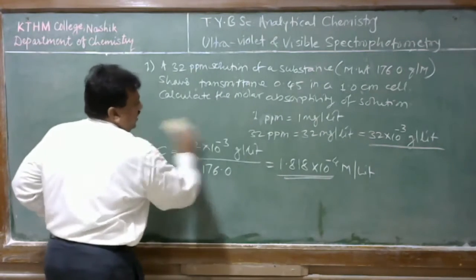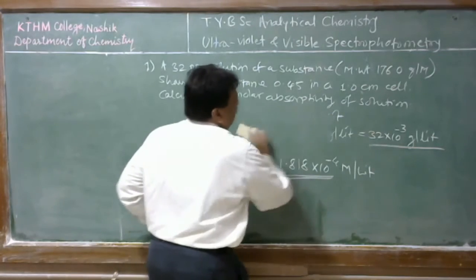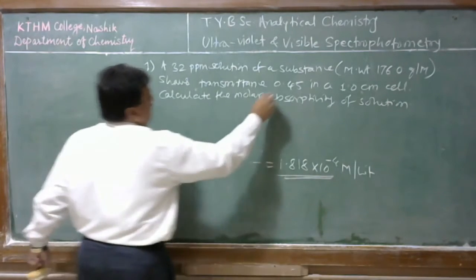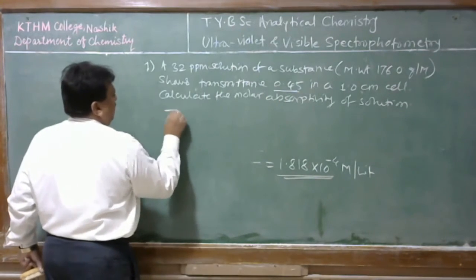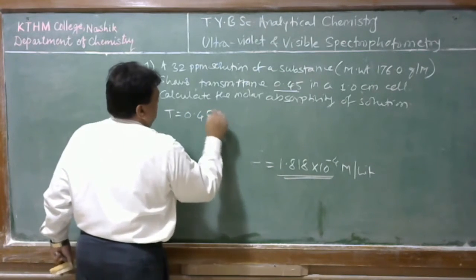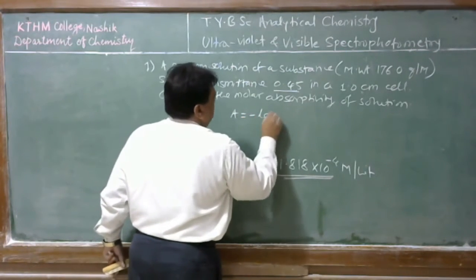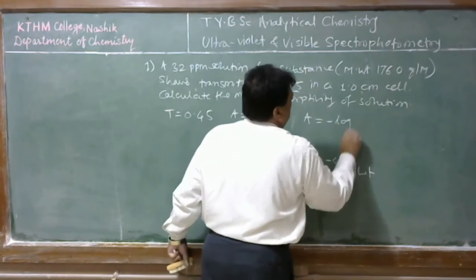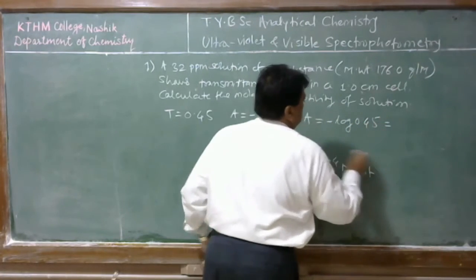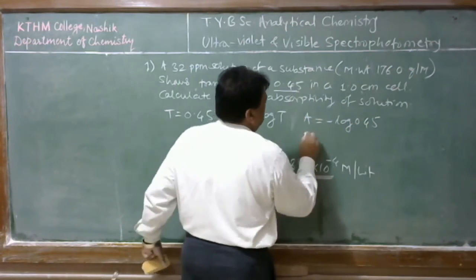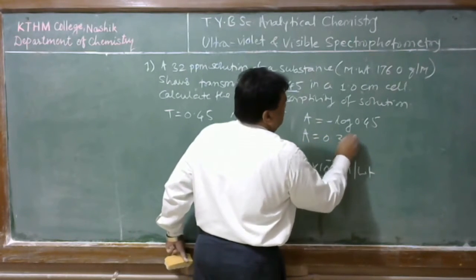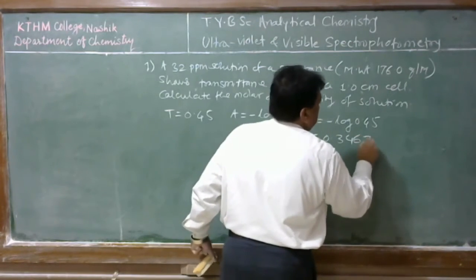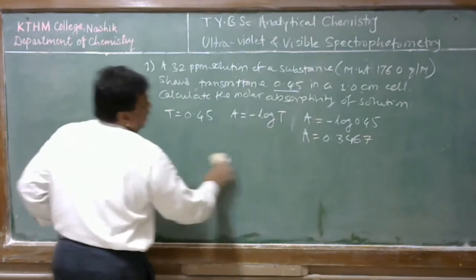Now we have concentration in moles per liter, and the transmittance is given, that is T is equal to 0.45. Therefore, A is equal to minus log T, which is minus log of 0.45, and by calculation A is equal to 0.3467. Therefore, this is the value of absorbance.